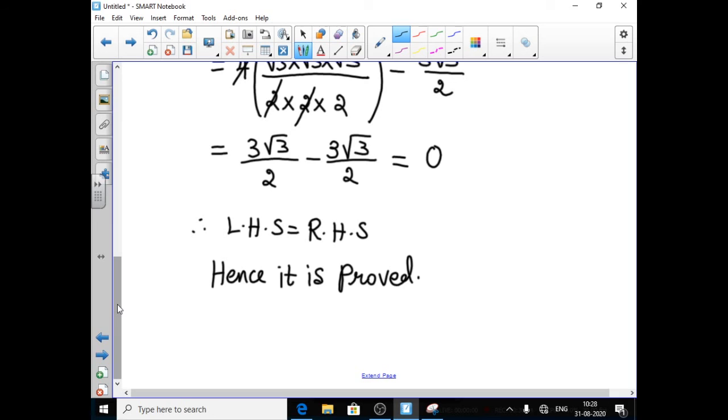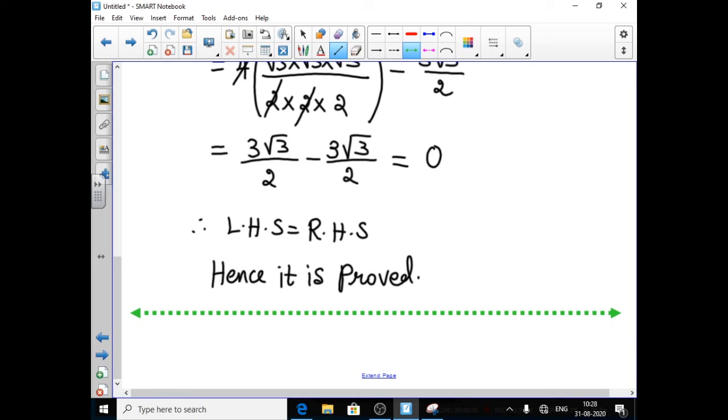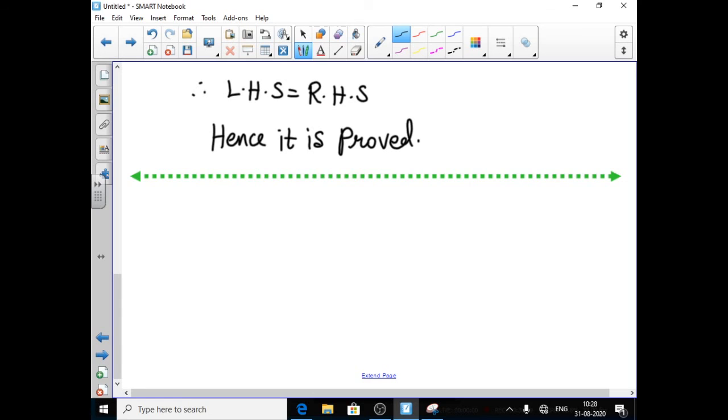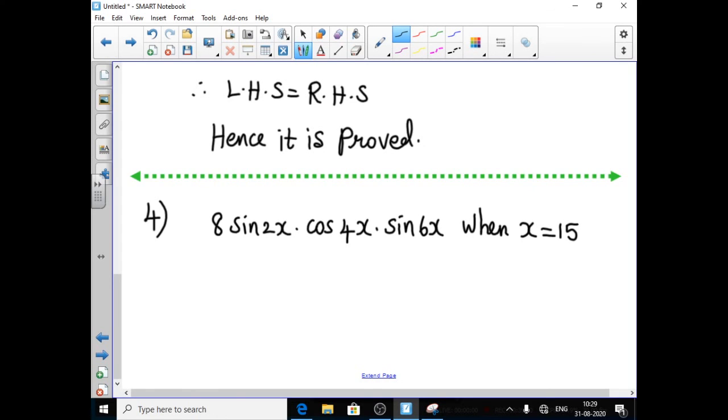Then the last problem. The last question is: find the value of 8 sin 2x into cos 4x into sin 6x, when x is equal to 15 degree. Okay.